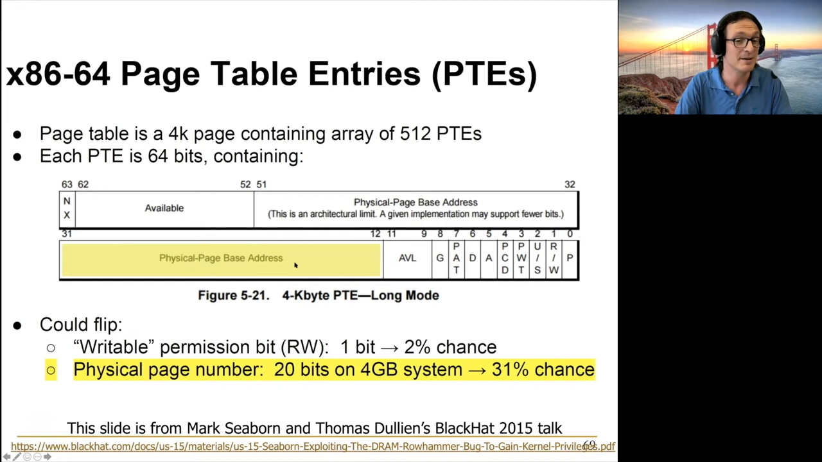So they said they could flip writable permission bits, the read-write bit over here, as we have discussed. This is only 1 bit. 1 bit out of 64 gives you a 2% chance. Not so good. But they decided they should flip physical page numbers. It's 20 bits on a 4 gigabyte system. And you get a 31% chance of flipping bits over here. 20 out of 64 is 31%, right? Okay, so let's take a look at how they do the attack.